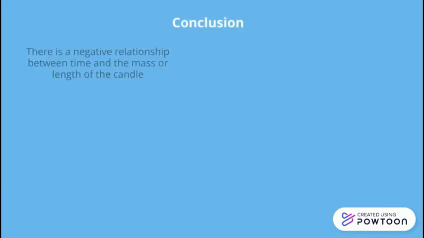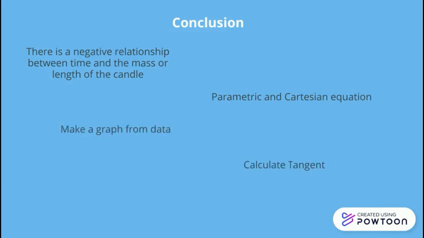Finally, what we can conclude from this is there is a negative relationship between time and the mass or length of the candle. Secondly, we can find the parametric and Cartesian equation from this experiment. And third, we can make a graph from the data we gained from our experiment. And lastly, we can also calculate the tangent of the equation.